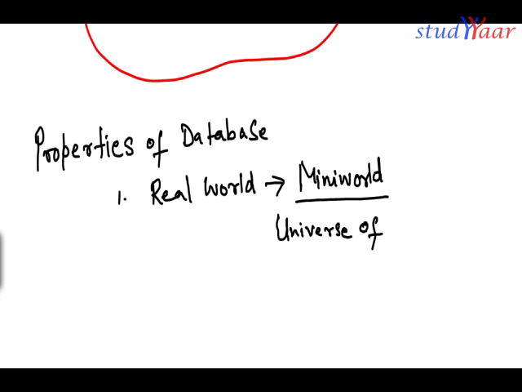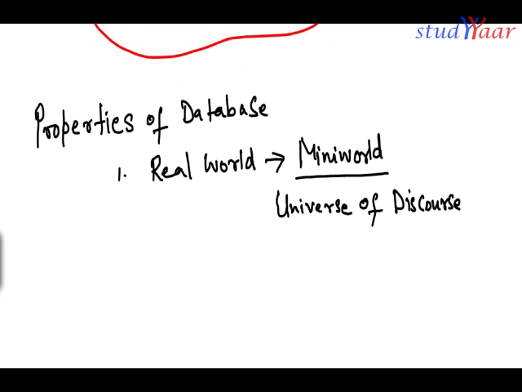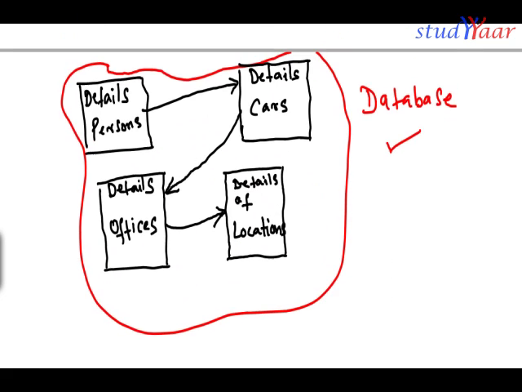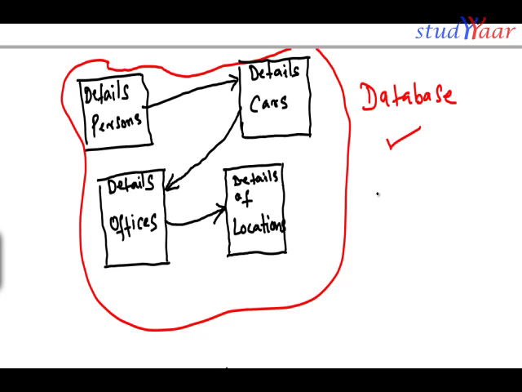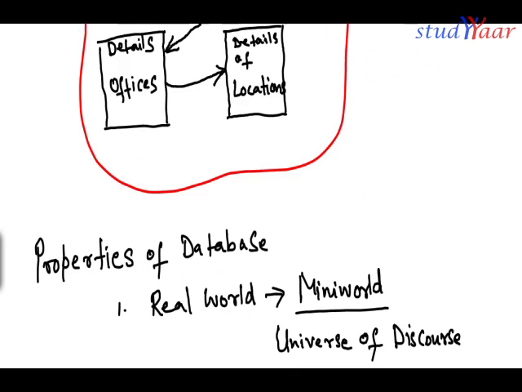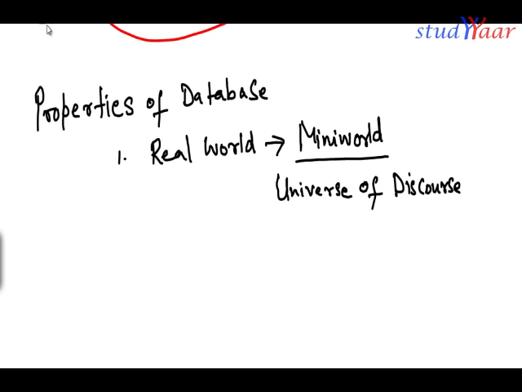Universe of discourse. So, what is the mini world in our case? In our case, the mini world is the people who go to their offices in a particular car to a certain location. So this is the mini world that you're trying to model over here, okay? So that's the first property.